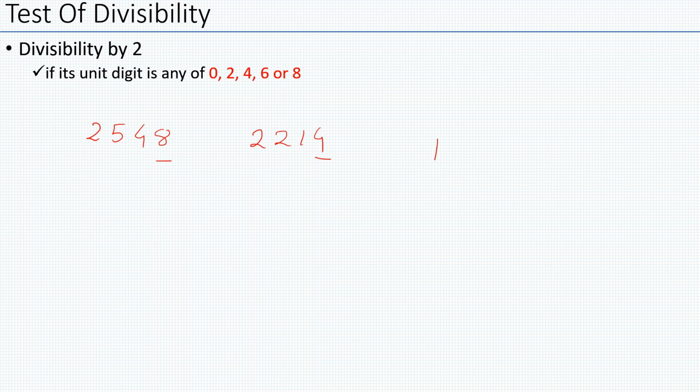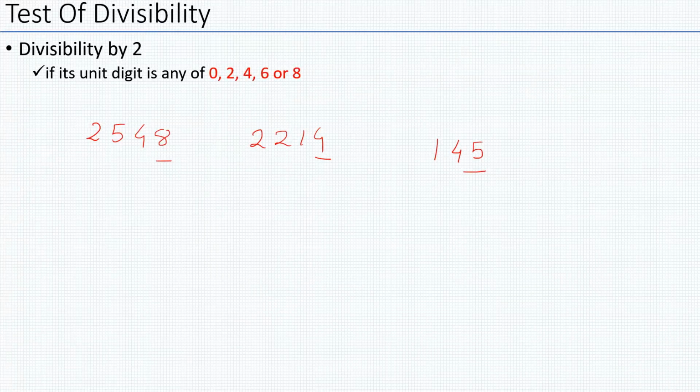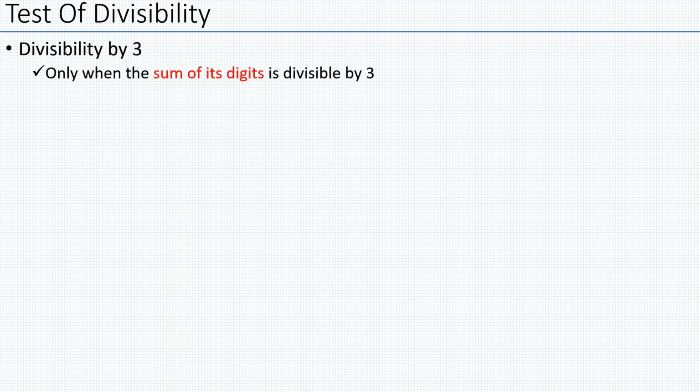If I say 145, is it divisible? No, because the unit digit is 5. That's why 145 is not divisible. Let's see divisibility by 3. Let's check if it is divisible by 3 or not.